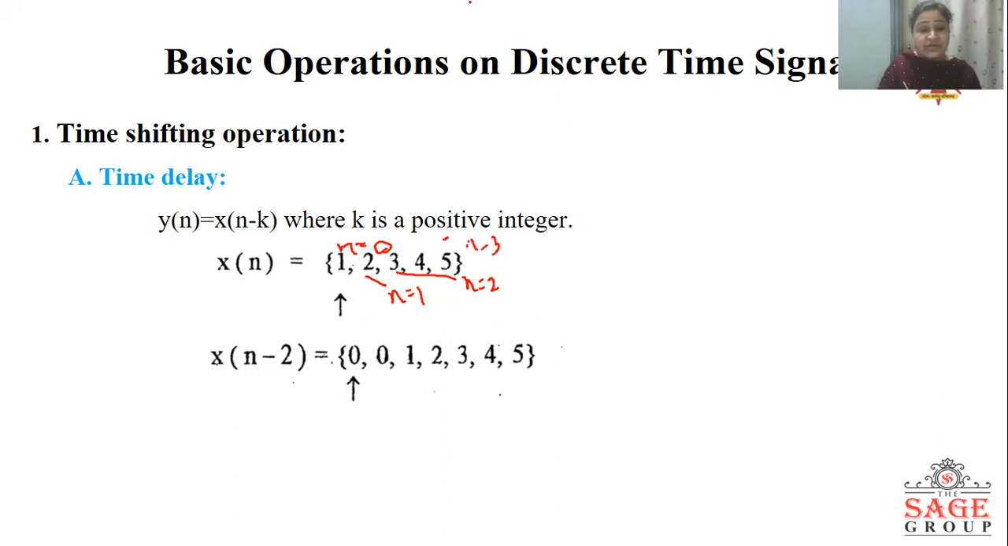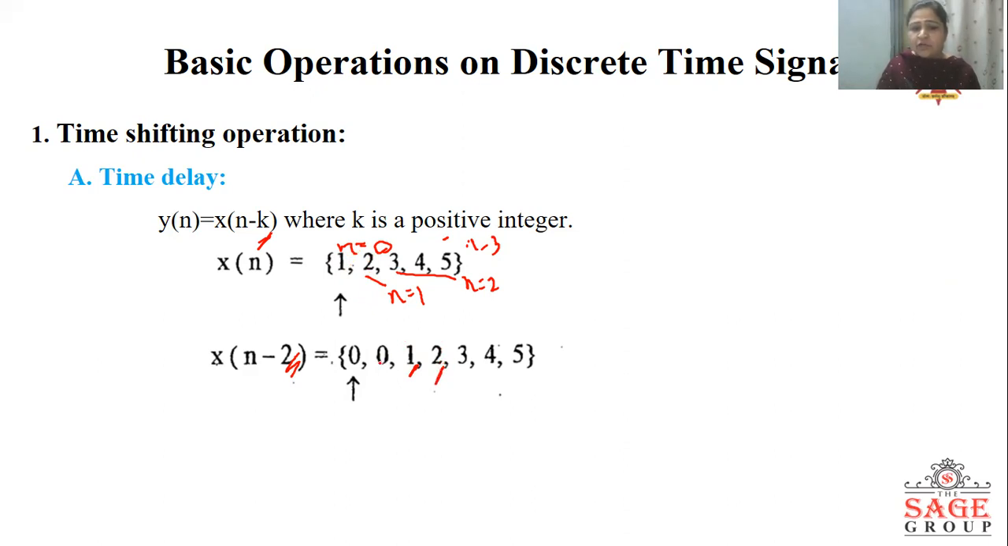Now, if I want to generate another signal which is given as x of n minus 2, that means here the value of k is equal to 2. That means that I am delaying this signal x of n by 2 samples. In that case, the whole sequence will be shifted to the right by 2 samples. That means the sample 1, which is located at n equal to 0, will now be located at n equal to 2. Similarly, the sample 2, which is located at n equal to 1, will now be located at n equal to 3.